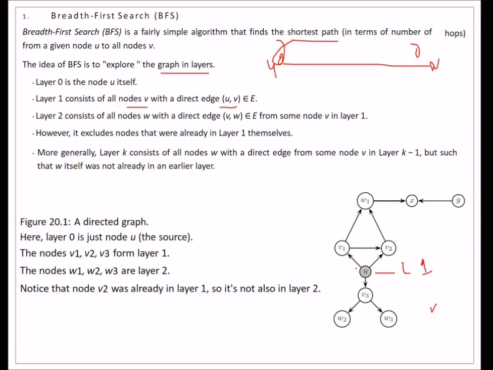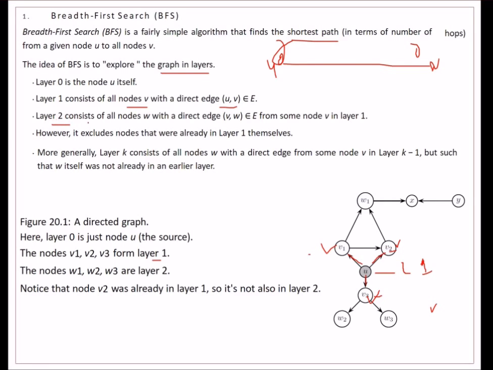In this we have layer 1. What is in layer 1? This is V1, V2 and V3. So from U there are these direct edges to V1, V2, V3. Now coming to the next layer, because this starts from 0, it is layer 2.